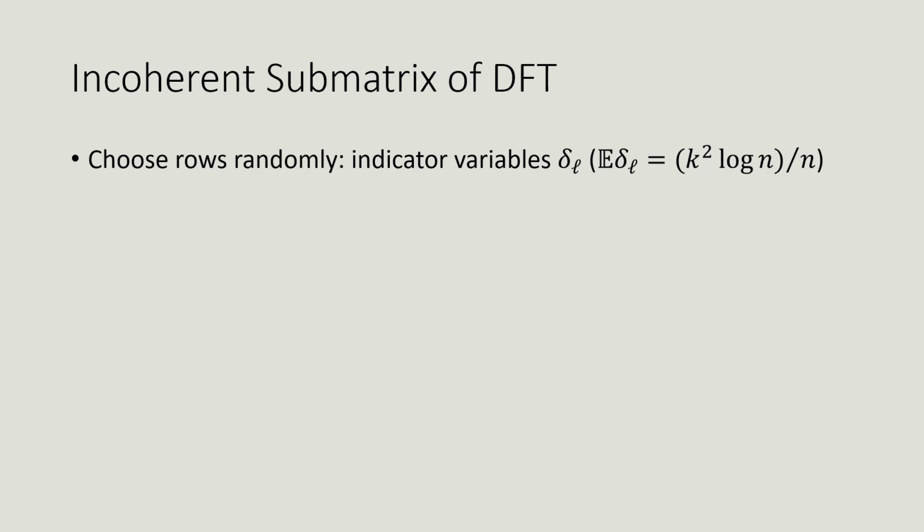We select each row with the same probability k squared log n over n, so that in the end we will have k squared log n rows in expectation. Here we use the indicator variable delta L to denote whether or not we select the Lth row of the DFT matrix. Call the resulting submatrix B. Denote the ith column of B by Bi. The inner product of Bi and Bj is therefore the usual inner product of two columns of the DFT matrix, weighted by the indicator variables delta L, as shown here, and here F denotes the DFT matrix.